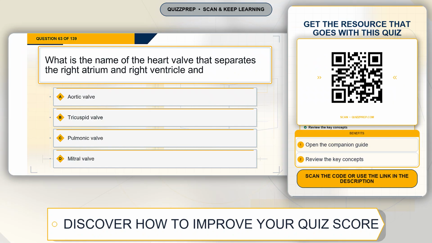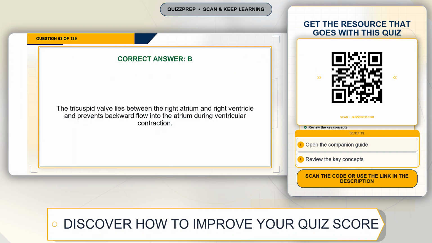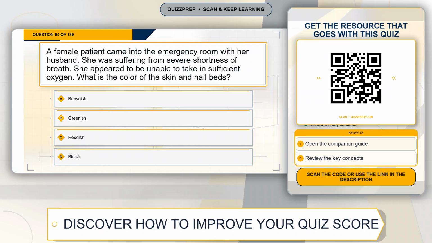Question 63. What is the name of the heart valve that separates the right atrium and right ventricle? Option A, aortic valve. Option B, tricuspid valve. Option C, pulmonic valve. Option D, mitral valve. The correct answer is option B, tricuspid valve. Explanation. The tricuspid valve lies between the right atrium and right ventricle and prevents backward flow into the atrium during ventricular contraction.